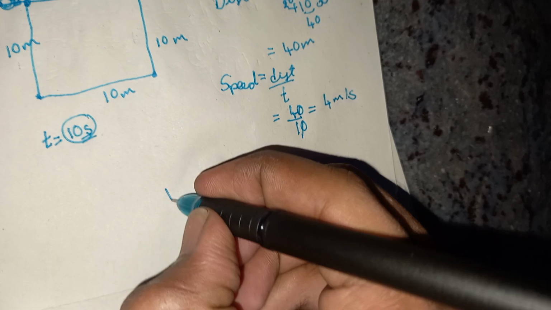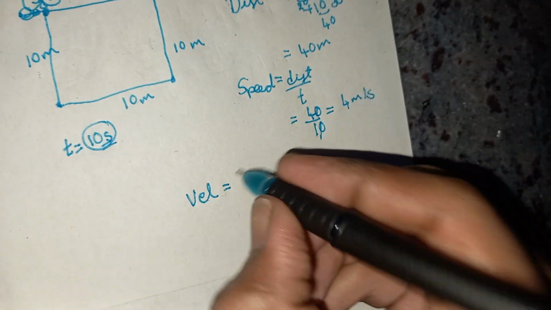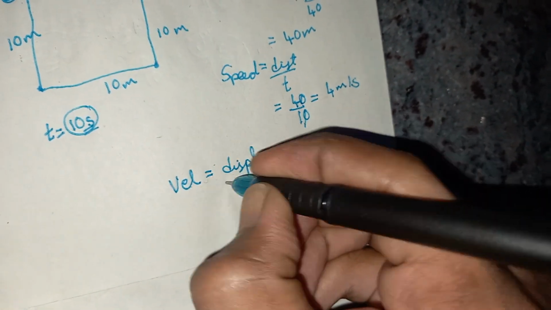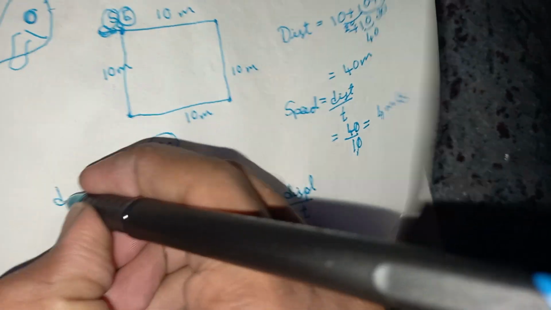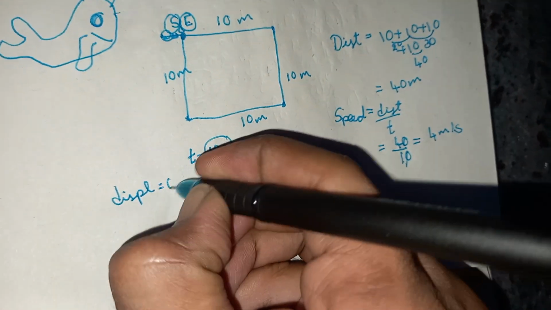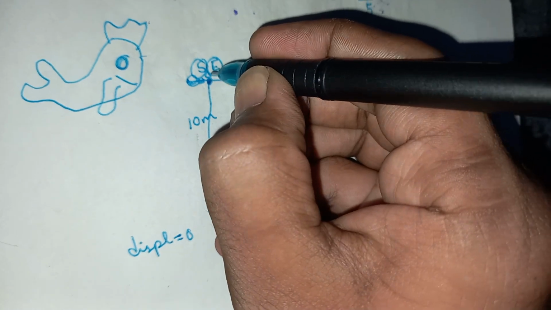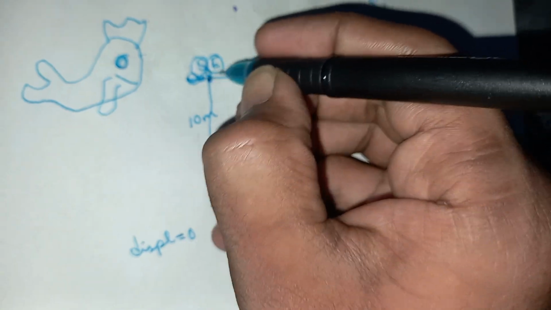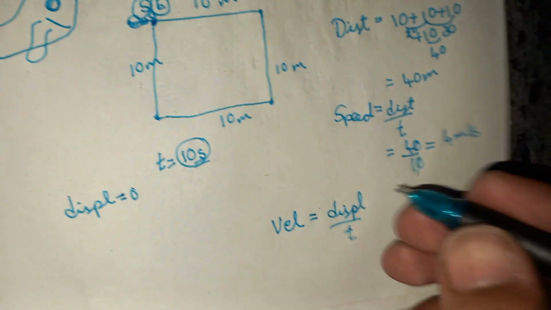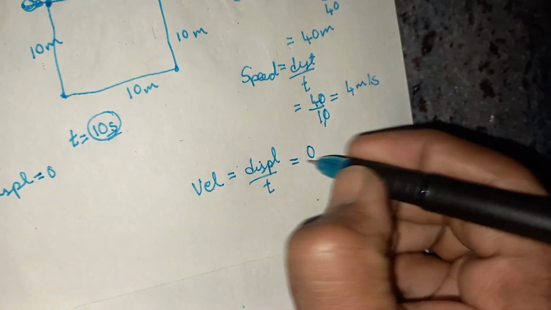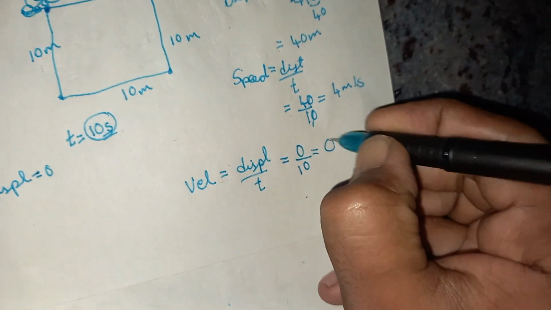Now we can calculate velocity. Velocity is even simpler, displacement by time. Here displacement is actually 0, because the initial point and the final point, the starting and ending point, the minimum distance between them, they are the same, so displacement is 0. It is equal to 0 by 10 seconds, which is 0.